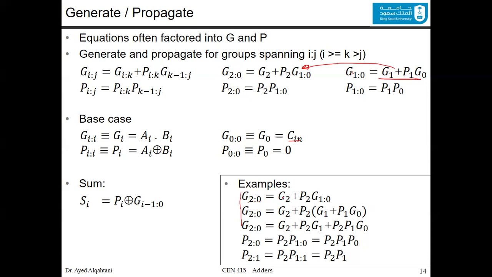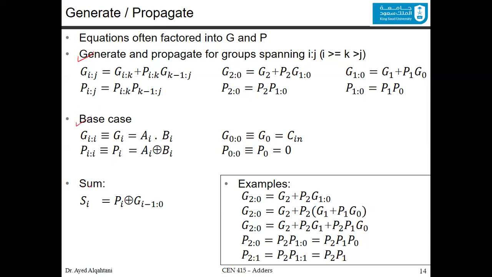So this is the generation from 0 to 2, as we said, and then we substitute the value here, and then we distribute the P2 everywhere. So it's here and also here, and you can see it clearly that the generation from 0 to 2, either it's generated in 2, or generated in 1, then propagated to 2, or generated at 0, and then propagated through 1 and 2 to the stage that you are interested in. So now we covered the group generation and propagation and the base cases.